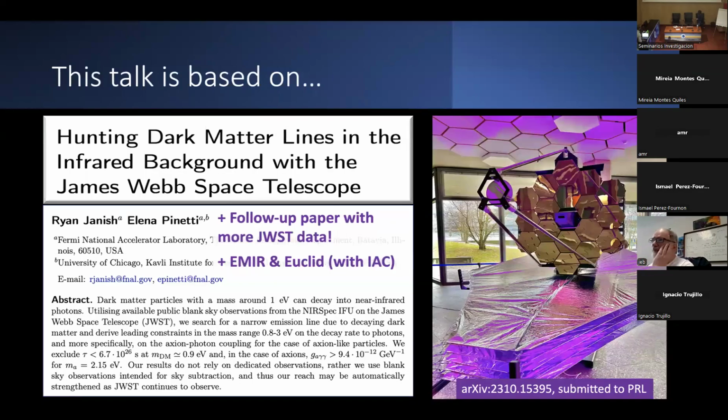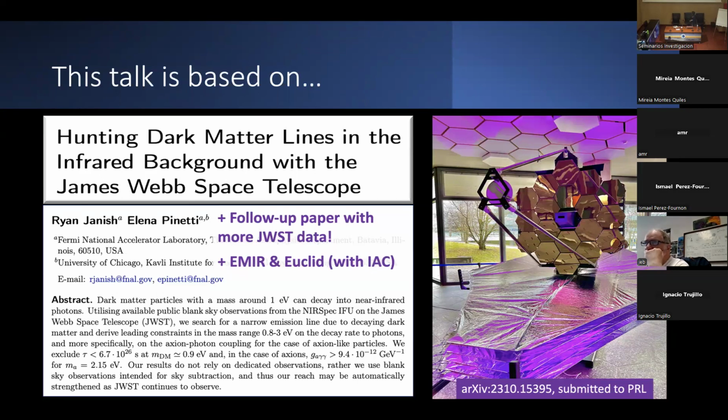These are from this paper, Hunting Dark Matter Lines in the Infrared Background with the James Webb Space Telescope, on which I worked together with Ryan Janisch, who is also a postdoc at Fermilab. What we did in this paper is that for the first time, we used the data from the James Webb Telescope in order to study dark matter.